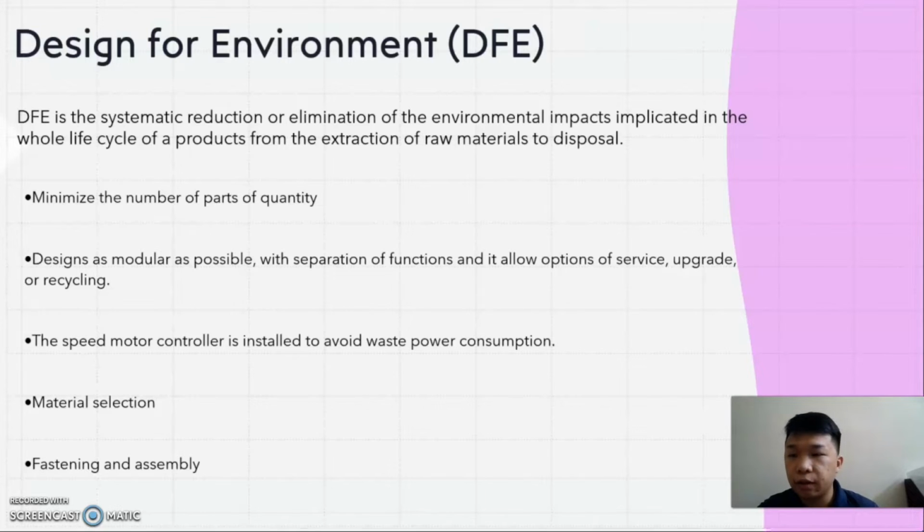Then the product is designed as modular as possible with separation of function, and it allows operation of service, upgrade or recycling, where the polymer does not have metal insert or reinforcement. Next, the speed motor controller is installed to avoid wasted power consumption. Then for the material selection, about 90% of the material we use can be recycled, such as the stainless steel. The material we use will not cause pollution.